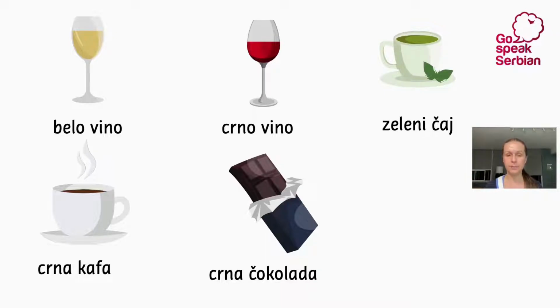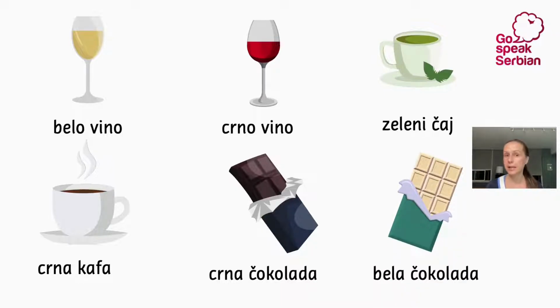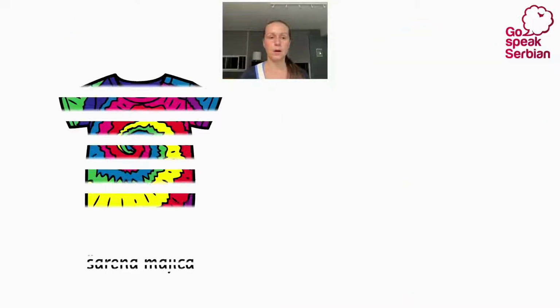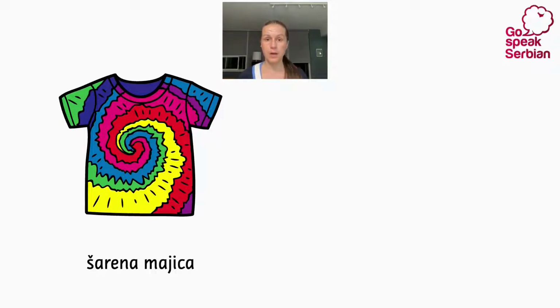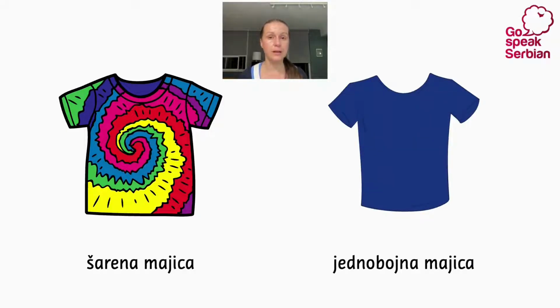Crna čokolada, black chocolate, and bela čokolada, white chocolate. When something is colorful, we use the term šaren. Šaren, colorful. For example, šarena majica, colorful t-shirt. If something has only one color on it, we say jednobojan. Literally translated, it's like one colored. Jednobojna majica.